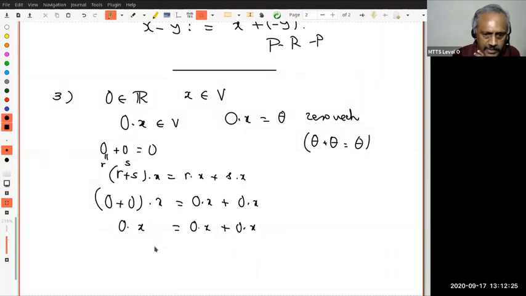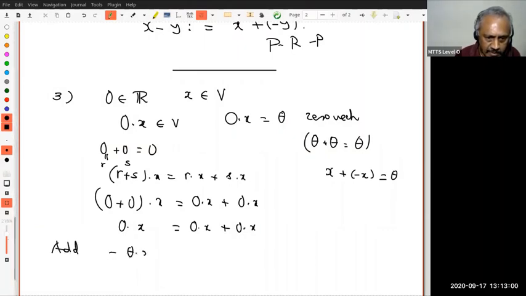Go through slowly. Now what do I do? What is it that I want to prove? I want to say 0x equal to theta. Right? So I want theta. How will I get theta? One easy way will be take x, take its additive inverse, then I will get theta. You understand? That trick I want to use here. So what will I do? So I have here one element, therefore if I add the additive inverse of this on the left side, I'll get theta on the left side. Are you following? That means add the additive inverse of 0x to both sides.